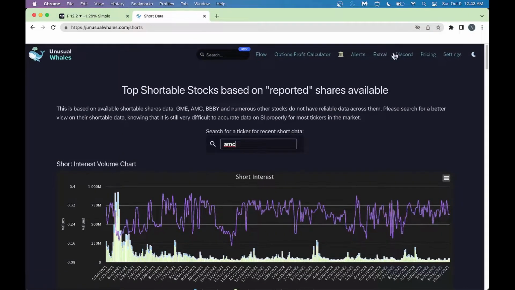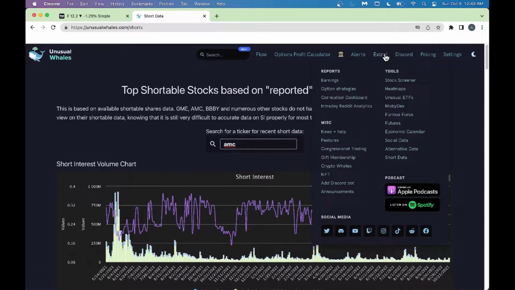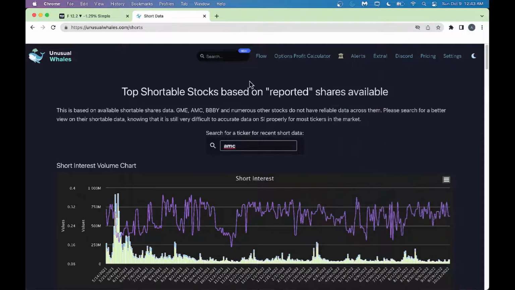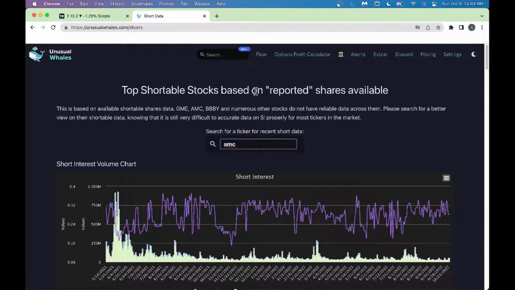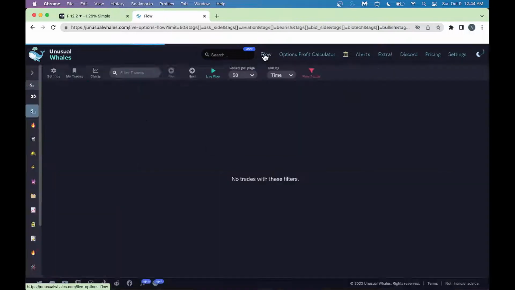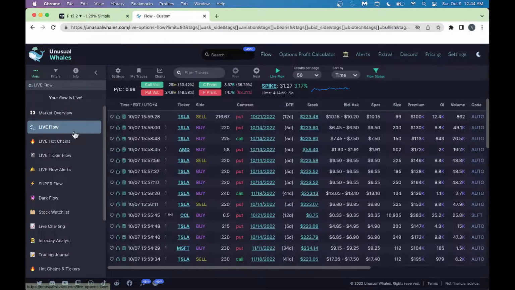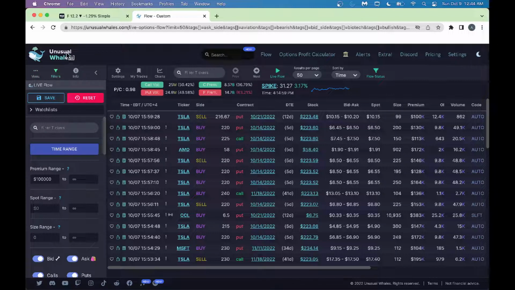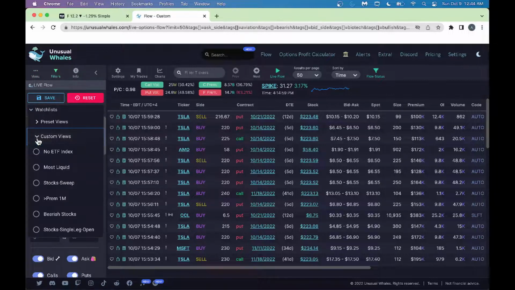All right, so we got a few more extras here. We will not cover all of them, but overall I think it's a good platform. I typically get up in the morning and look at the flows, and I got a few of my favorite filters. As you can see here, you could create your custom filters under watch list. Here I got my custom filters. Look, I got here stock sweep. Typically I look at some sweeps in the morning.